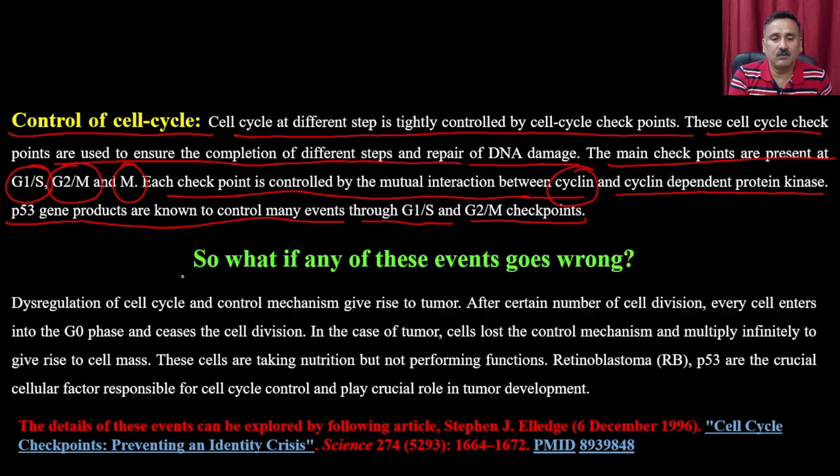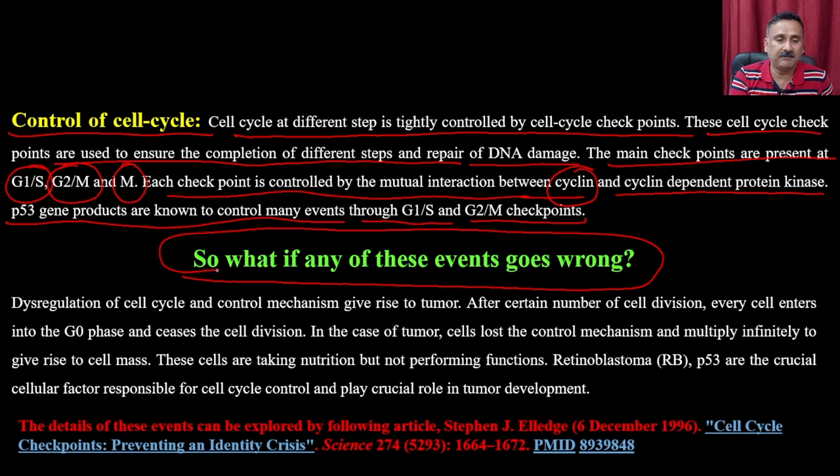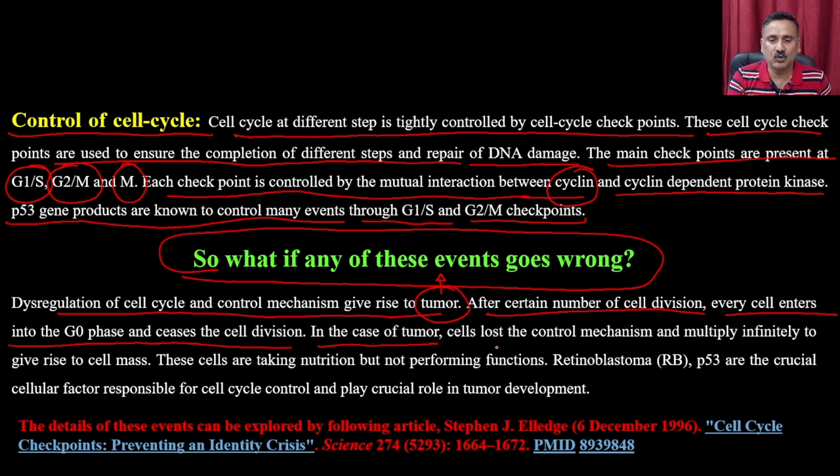So what will happen if there is a dysregulation, or the control is gone? Dysregulation of the cell cycle and control mechanisms gives rise to enormous growth of that particular cell, and that is nothing but a tumor. After a certain number of cell divisions, every cell will enter the G0 phase and cease its cell division. In the case of tumors, cells lose the control mechanism and multiply indefinitely to give rise to a cell mass. These cells are taking nutrition but not performing their functions.